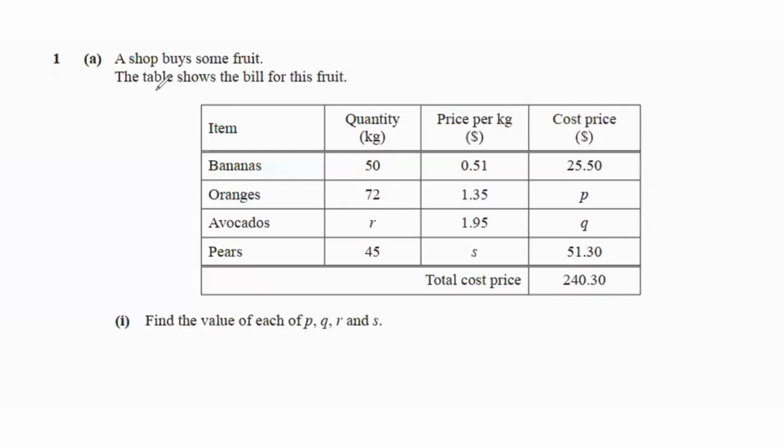First question, it says, a shop buys some fruit. The table shows the bill for this fruit. So we have a column for the quantity of the fruit, the price per kg, and the cost price. Find the values of each P, Q, R, and S.